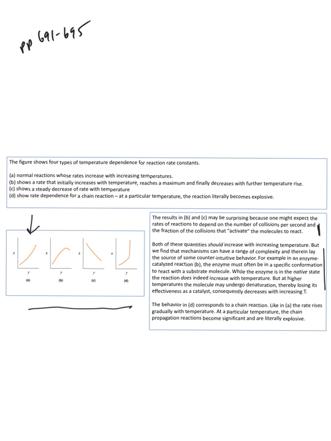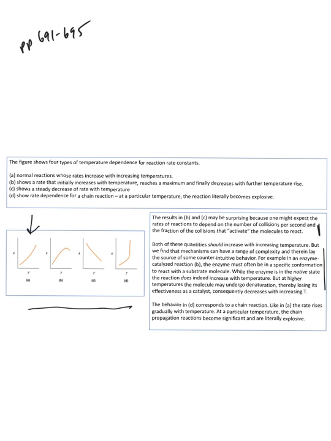In an enzyme-catalyzed reaction, that's what's going on in B. The enzyme must often be in a specific conformation to react with a substrate molecule. While the enzyme is in the native state, the reaction does indeed increase with temperature because you're going to have more motion among the reactant molecules, and so more often they'll collide in the correct way. But for an enzyme at a higher temperature, the molecule may undergo denaturation, which essentially, if you're not a biochemist, just means that the molecule is going to change its shape to such an extent that that active site may not even exist anymore, and it's going to lose its effectiveness, therefore decreasing with increasing temperature.